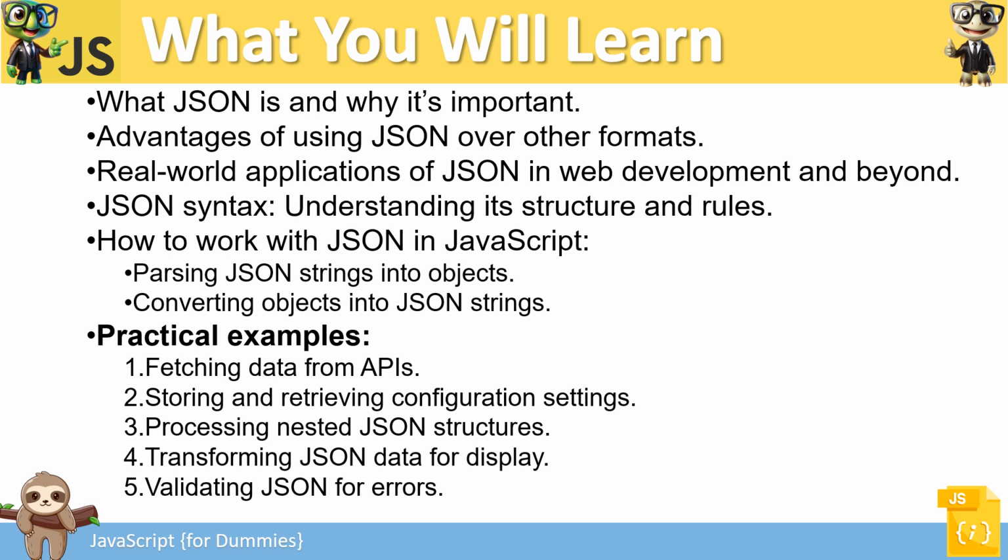Finally, we will tackle 5 projects and see how we can use JSON in our real world data, including fetching data from an API, storing app settings, working with nested data, transforming JSONs for displaying, and validating JSONs. By the end of this session, you will have a solid understanding of how JSON works and how to use it effectively in your projects.